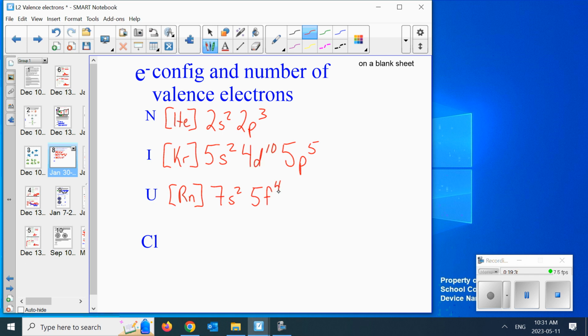So, chlorine. Previous noble gas has all the electrons of neon. Chlorine is in the 3rd row, so 3s2, count over, and then 3p5. Now, I also said the number of valence electrons, and we haven't figured out what valence electrons are yet. So we're going to go to the next page and then come back to this and finish the valence electrons. Okay? Next page.